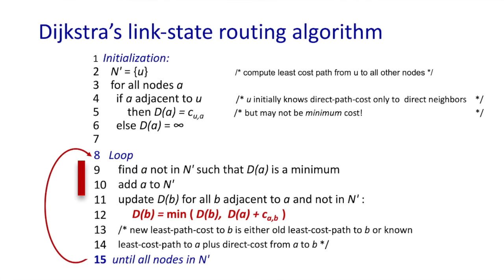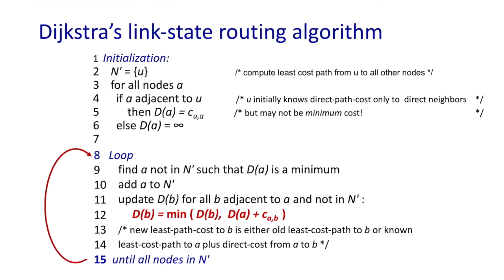In steps 9 and 10, we're finding a node A that's not in N prime. So this is a node whose least cost path is not definitively known, and we'll find the A not in N prime such that D sub A is a minimum. And then we're going to add it to N prime. Remember, once a node's added to N prime, it's in there for good because we absolutely know the shortest path to get to A. So that's the identification step within the loop.